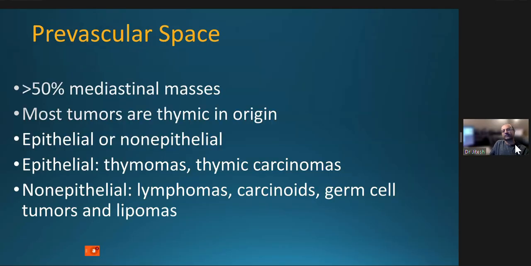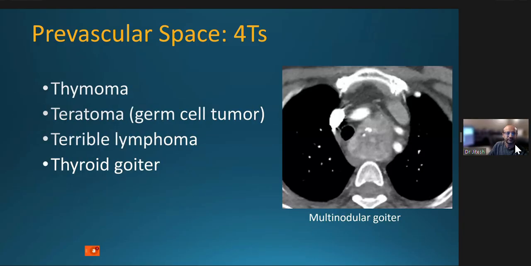So as I mentioned, more than 50% of the masses occur in the prevascular space of the mediastinum. And most of these tumors are thymic in origin. These could be epithelial or non-epithelial. Epithelial tumors include thymoma and thymic carcinomas. And non-epithelial tumors could be lymphomas, carcinoid, germ cell tumors, lipomas, liposarcomas, and there could be some other rare tumors like sarcomas.